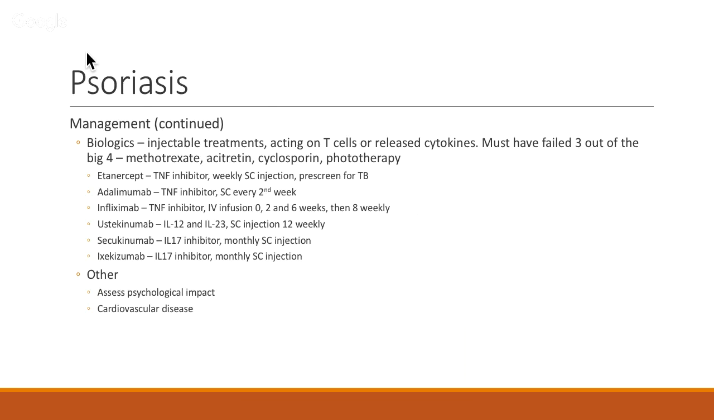It's important to assess the psychological impact and their severity scales, like the PASI score, and also to let them know about increased risk of cardiovascular disease, so lifestyle modification with SNAP-W.